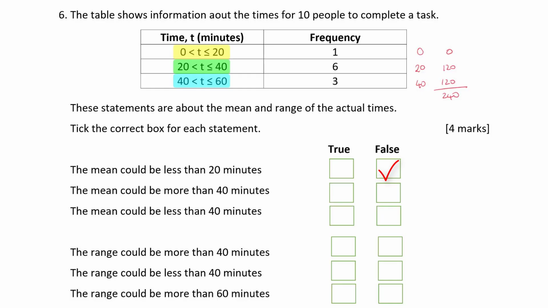The mean could be more than 40 minutes. Okay, let's do the same thing. This time, let's assume then that it's the upper bound of those categories. So I'm going to have a time of 20, 40, and 60 for those 3 groups. So 1 times 20 is 20. 6 times 40 is 240, and 3 times 60 is 180. Now adding those up, 20 plus 180 is 200, and 240 is 440. Divide that by 10 is going to give you a mean of 44. So yes, it could be more than 40 minutes.